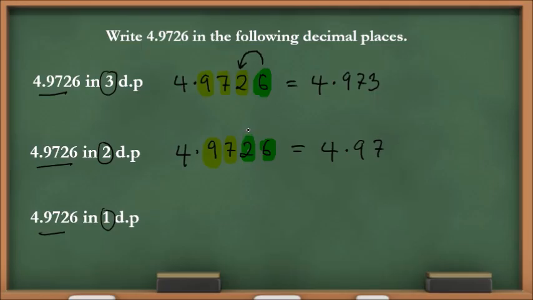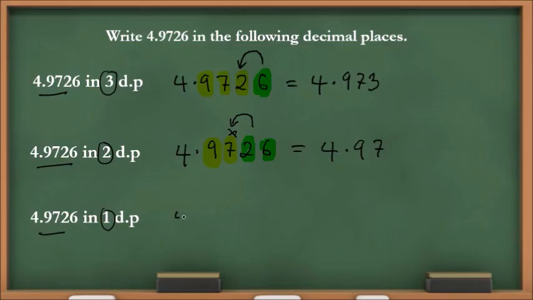Is 2 up to 5? Is this number up to 5 or more than a 5? No, it's not. And because it's not, we will not be adding a 1 to the 7. We're going to leave it just the way it is. So because 2 is not up to a 5, do not add a 1 to the number in front of it. So we will leave it as 4.97.